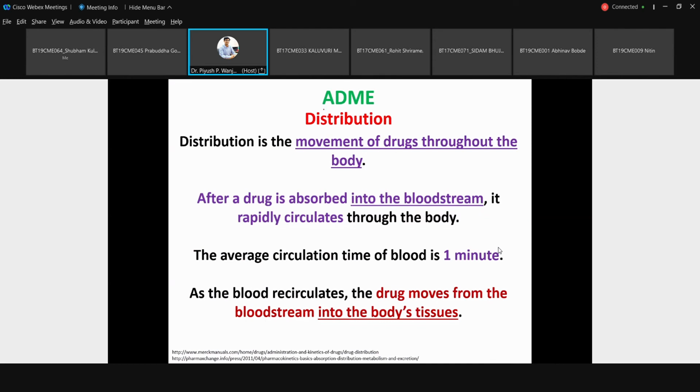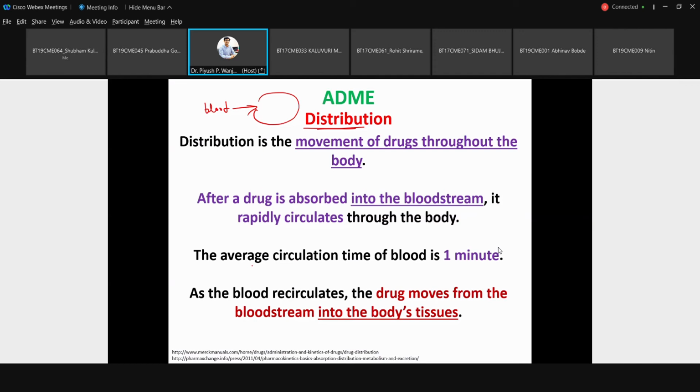So that was related to some absorption stuff. Then distribution: whatever drug molecule has come into the bloodstream now has to move throughout your body, and after the movement, wherever it has to release and bind to the particular receptor, it should do that. So many times it is important that this distribution happens rapidly.